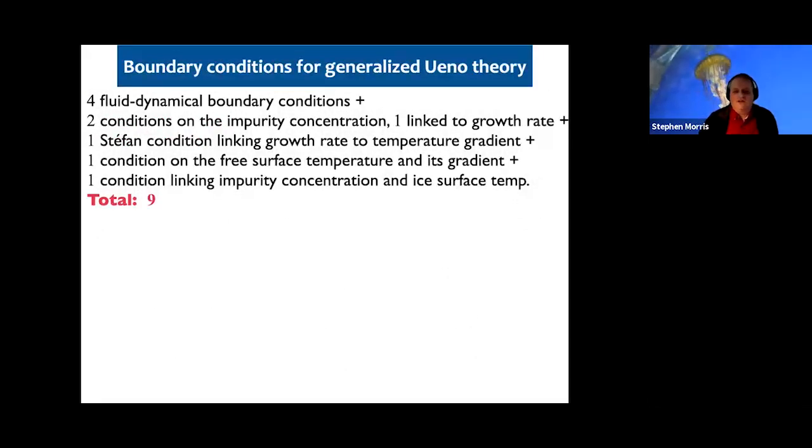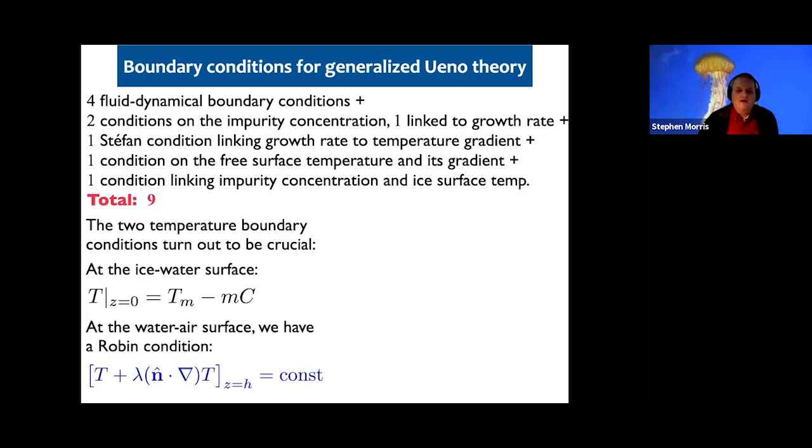It turns out there's an awful lot of boundary conditions. There are 4 fluid dynamical boundary conditions. There's 2 on the concentration, 1 linked to the growth rate. There's the Stefan condition. There's a free temperature condition, which is complicated. And there's another one, the key crucial one, that links the impurity concentration and the surface ice temperature. That's the only place in the boundary conditions where the temperature and concentration talk together. The only 2 that really are crucial are the ice-water interface boundary condition, which I showed you a minute ago, where the temperature and concentration are connected.